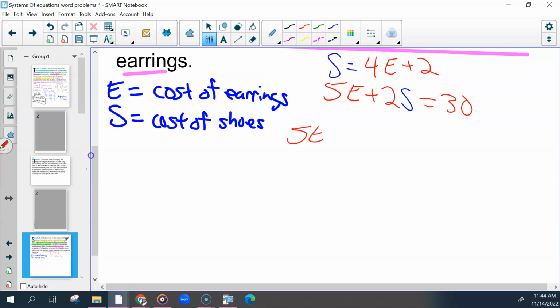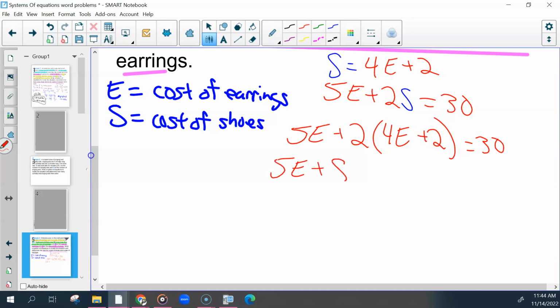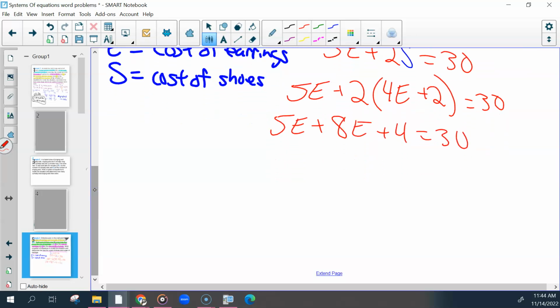So it would look like 5E plus 2 times this equation equals 30. So then we're going to take it and solve it for E and then go back and solve for S. 5E plus 8E plus 4 equals 30. Combine your like terms. Solve for E.